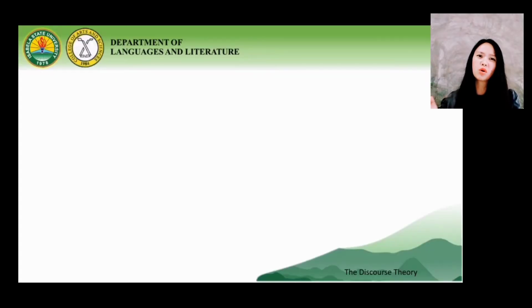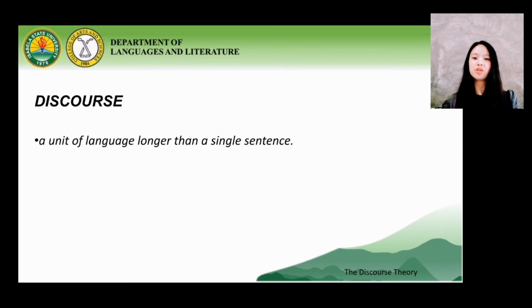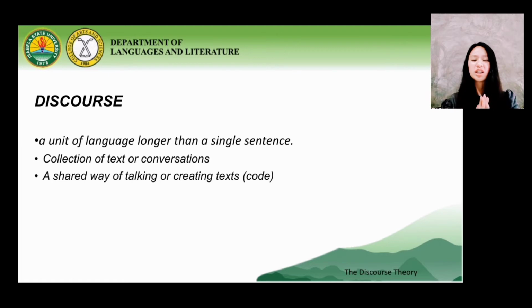So let's now start. So what is discourse? When we say discourse, guys, it is a unit of language longer than a single sentence. It is also a collection of texts or conversations. And discourse is also a shared way of talking or creating text or code. And it is a language beyond the sentence.